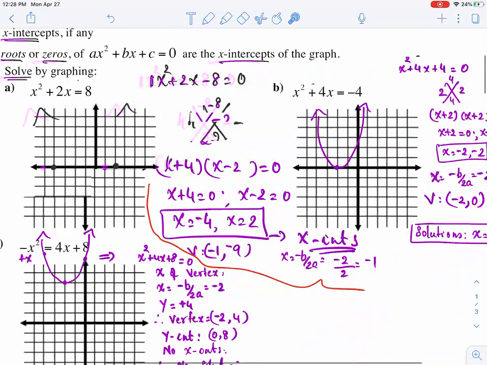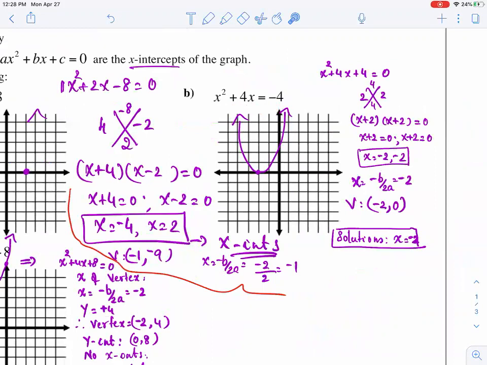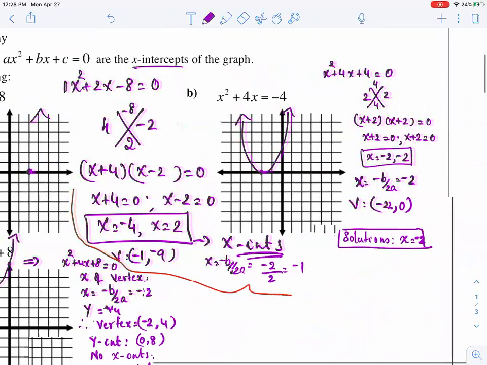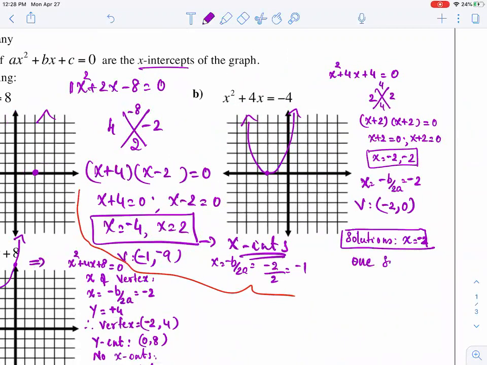The second example was also easily factorable. So we factored and found the x-intercepts, but that just happened to be one distinct x-intercept, and that's the vertex. So there is only one solution.